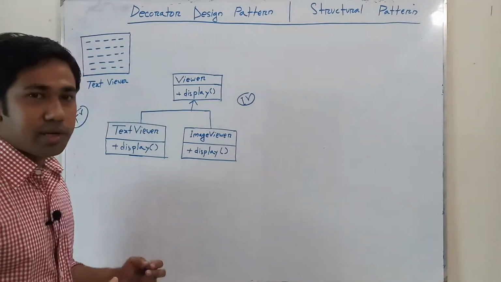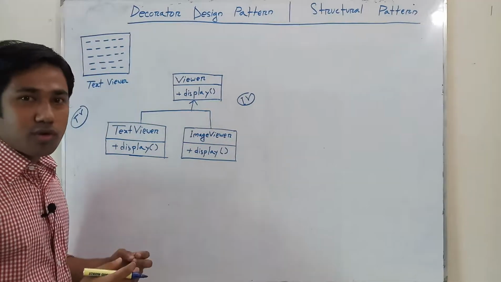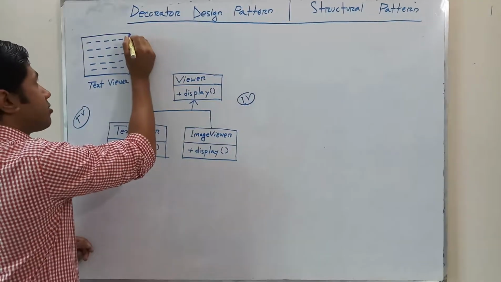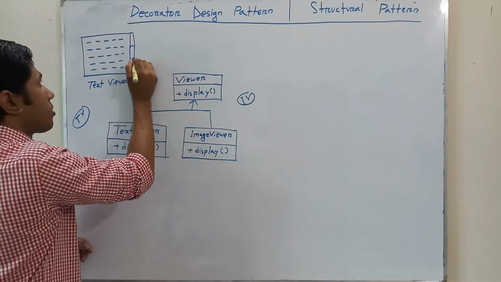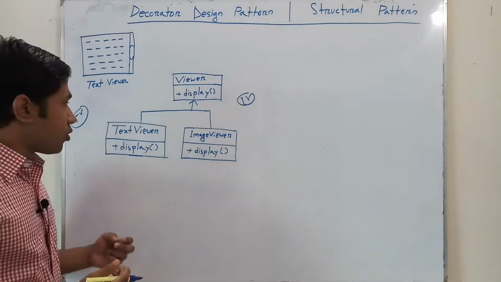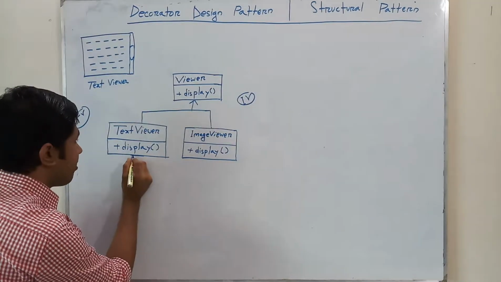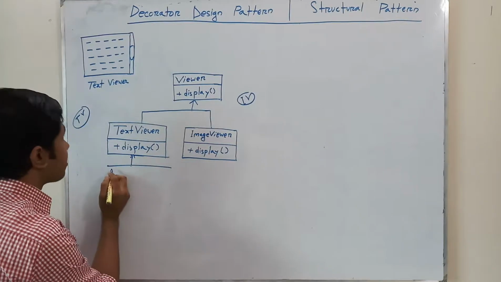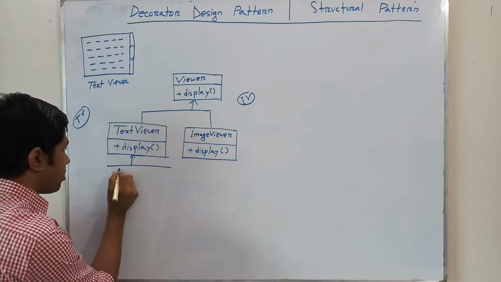But the problem is that if the window of the text viewer cannot hold all the text at a time, then we need to add a scroll bar with the text viewer. We can add the scroll bar by simply adding a subclass, that is, by inheriting from TextViewer, and add the behavior. Suppose the class name is TextViewerScrollBar.